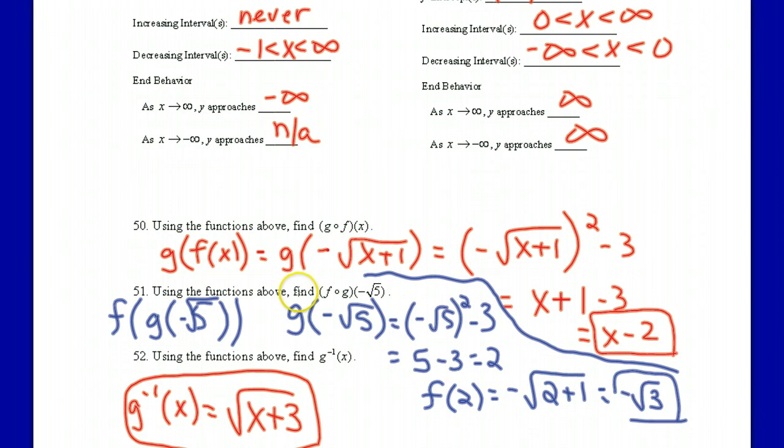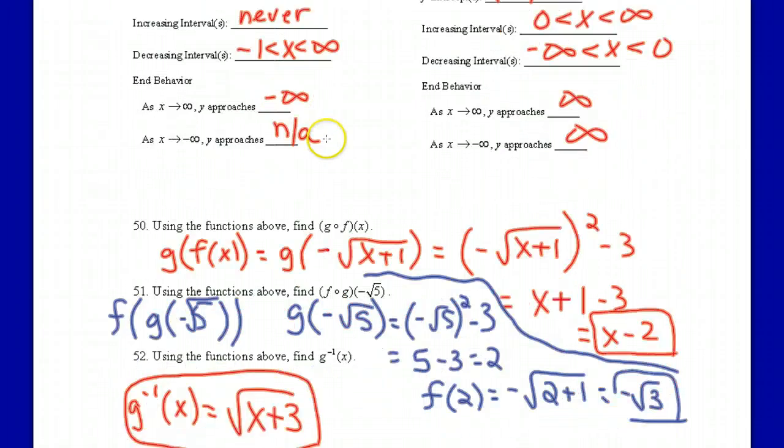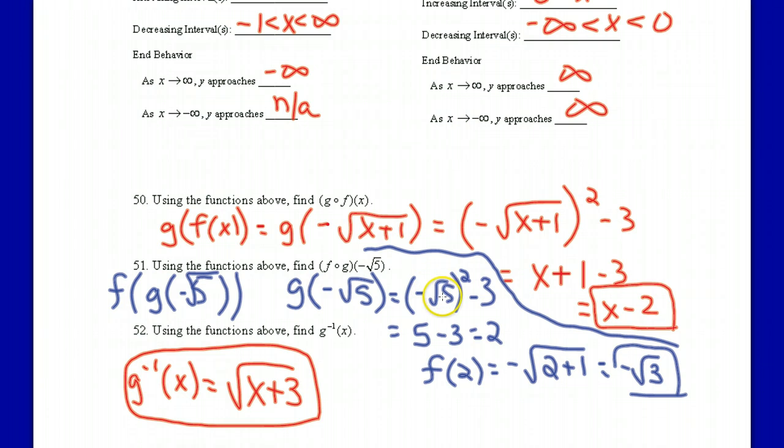Using the functions above, find f of g of negative square root of 5. What they want you to do is find f operating on g of negative square root of 5. This is where you would put negative square root of 5 into g. So you go over here and put it into g, get an answer, and then hand it over to f. Negative square root of 5, you square it, minus 3, that gives you 2, and then you turn around and hand your partner the 2, and then they follow their function.